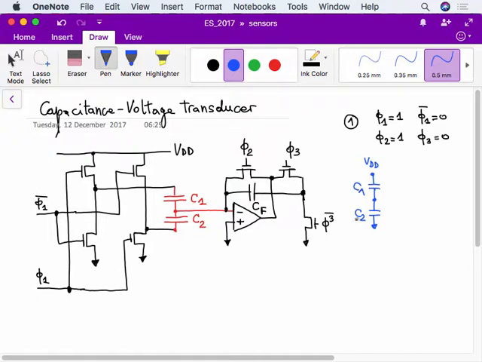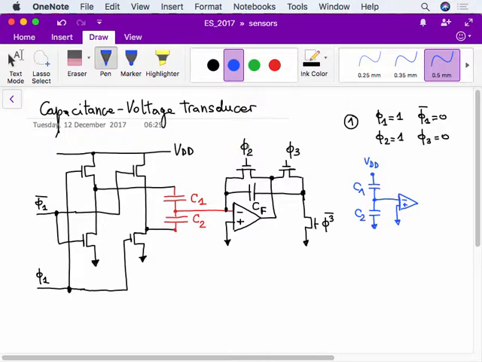C1 and C2 are the 2 capacitances that are changed by the operation of the MEMS accelerometer. The one between the moving membrane and the top plate is C1, and the one between the moving membrane and the bottom plate is C2. So this is the circuit here. Then this common node goes to the operational amplifier.